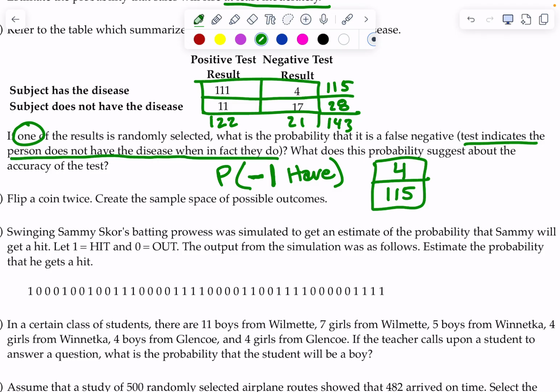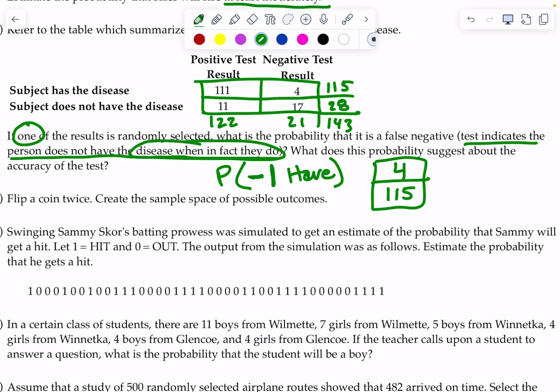Because the test indicates the person does not have the disease when in fact they do. A false negative isn't out of the total. It would just be out of the ones that have the disease, because the fraction bar is the given. When in fact they do, we're looking at only the people who do have the disease. Yeah.